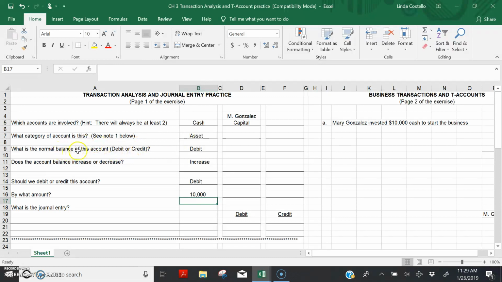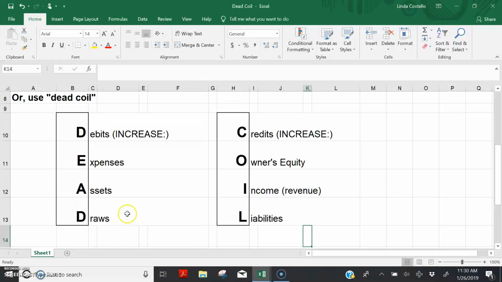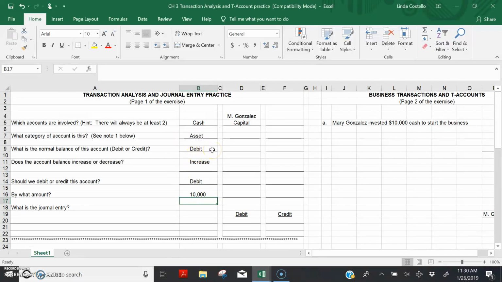What is the normal balance of the cash account? Well, referring to dead coil, it's easy to see that cash and all assets have a normal debit balance. So cash is an asset with a normal debit balance. Does the account balance increase or decrease? Well, before this transaction, the business didn't have any cash. Now they've got $10,000 cash, so the cash balance increased.